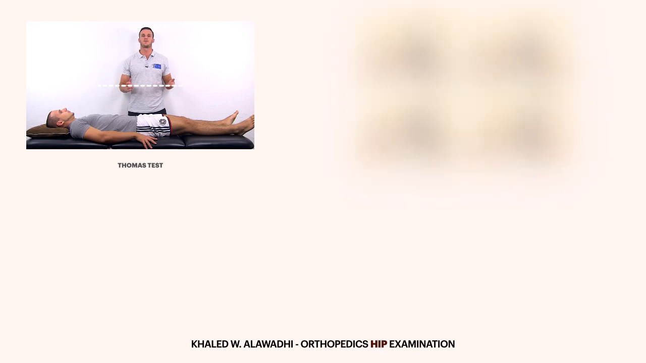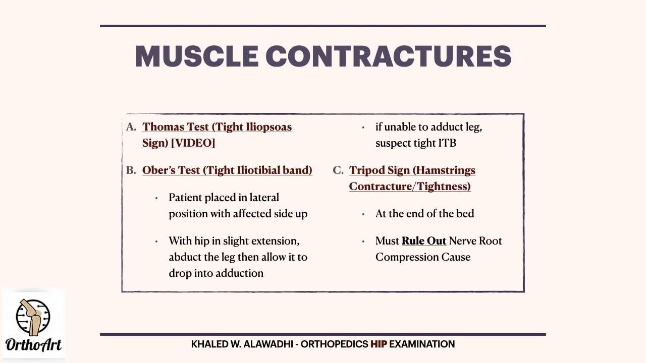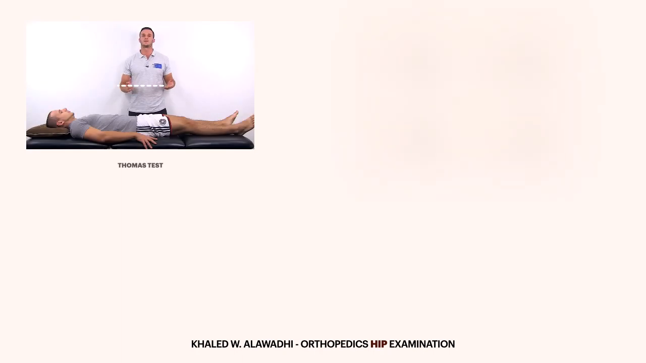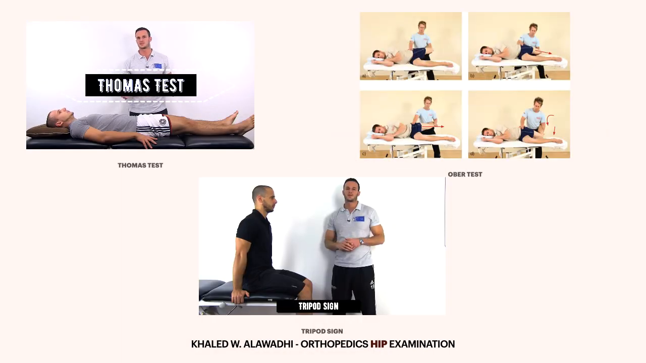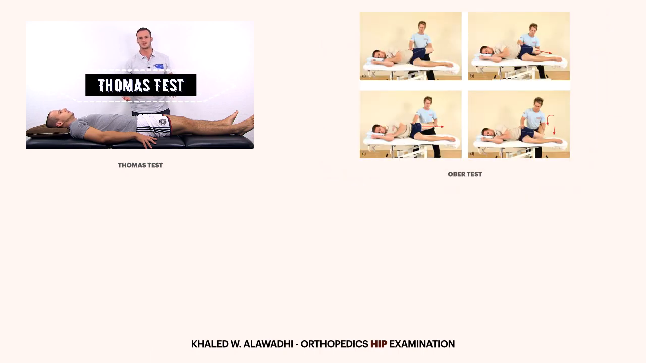Next is the Ober test, which I'll show you here. The Ober test checks the IT band, or iliotibial band, for tightness. The patient is placed in a lateral position with the affected side up. For the Ober test, have your patient placed in a lateral decubitus position with the affected side up.